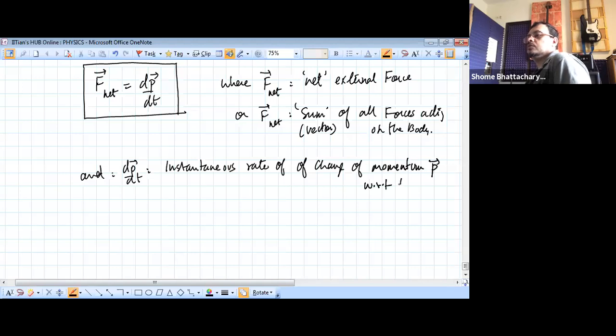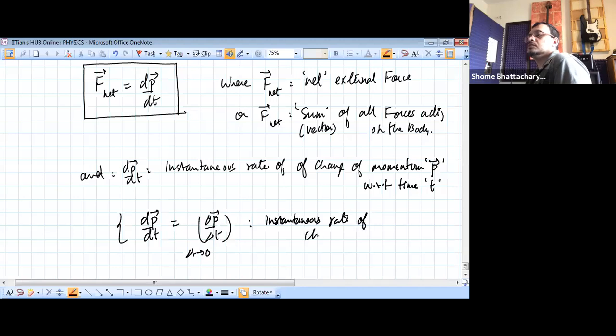With respect to time. So calculus-wise, you understand that this is nothing but delta P by delta T, under the condition that delta T is very small, tending to 0. That is the instantaneous rate of change, or derivative, of momentum with respect to time.